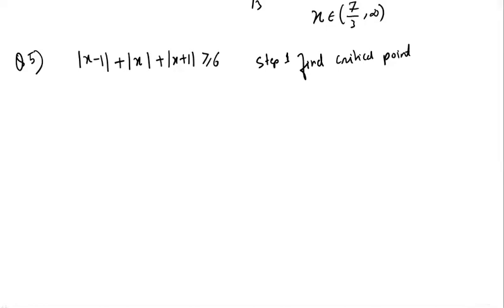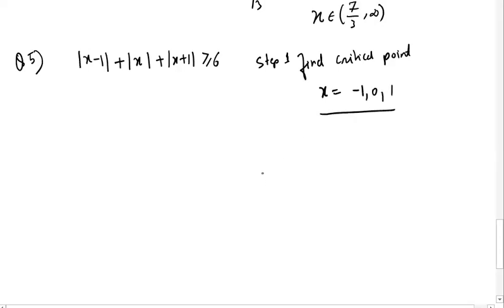In this case, what would be the critical point? Tell me, what do you think? It would be that point for which the modulus is 0. Yes or no? So in this case, the critical points are x equal to minus 1, 0 and 1.